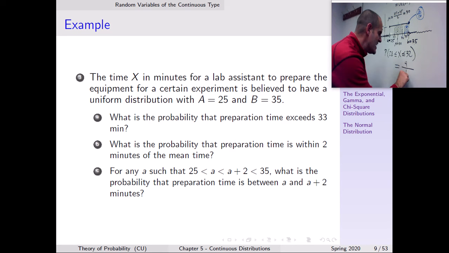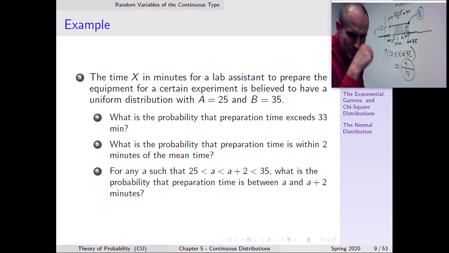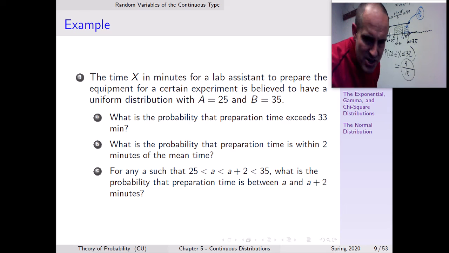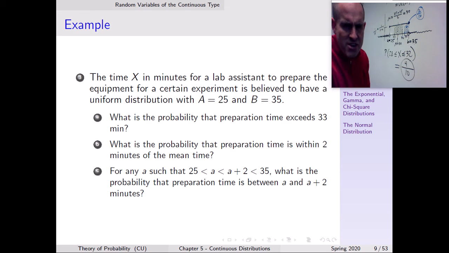It's 4/10 is the answer in this case. Okay? And this last question right here, for any a such that 25 is less than a plus 2 is less than 35, what is the probability?